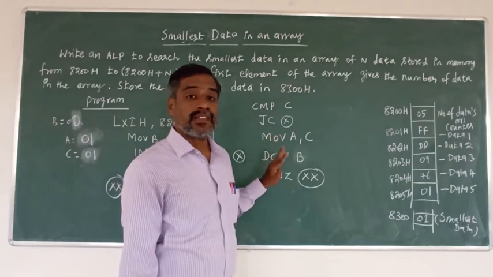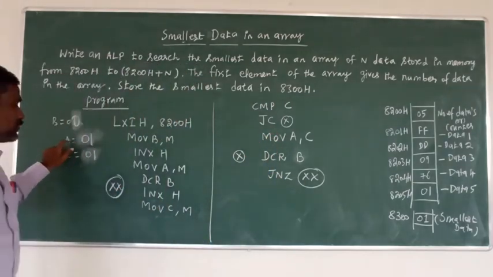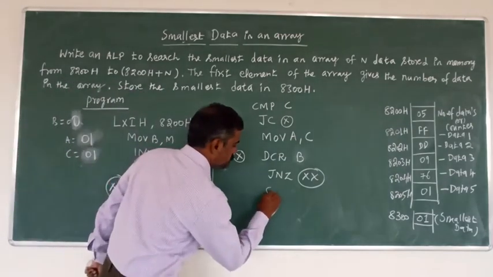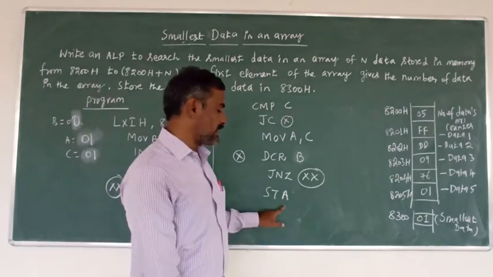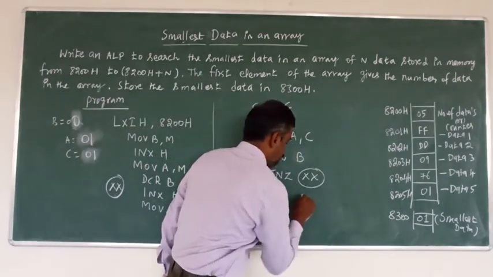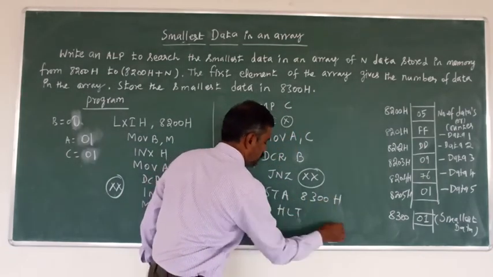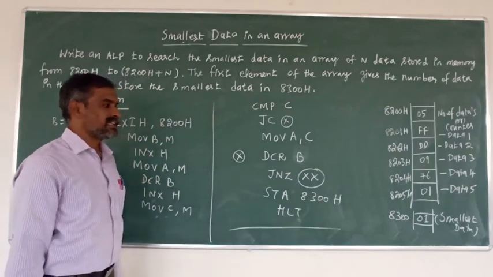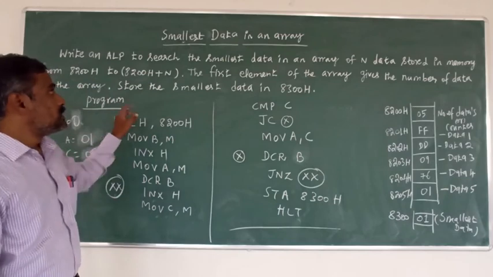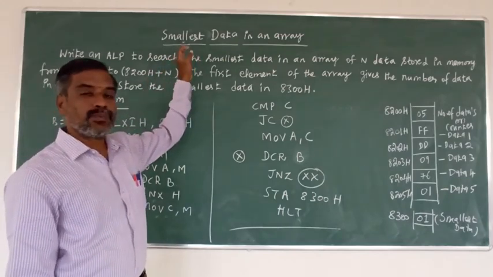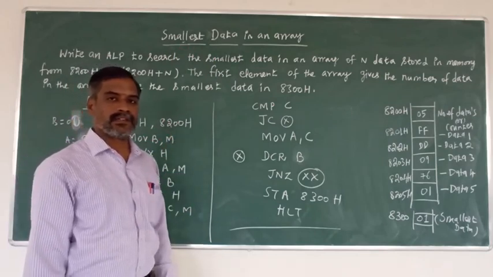Okay. Now the smallest data is available in the accumulator. The accumulator result is stored using STA. STA means to store the accumulator result at the given memory address location 8300H, and that completes the program. This is a program to find the smallest data in an array. Okay. Thank you.